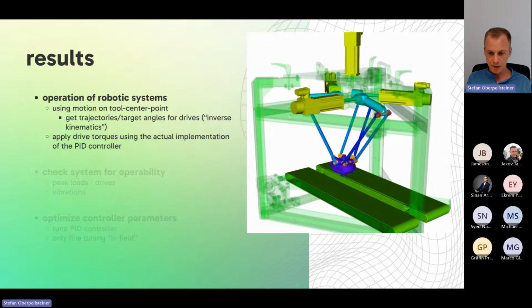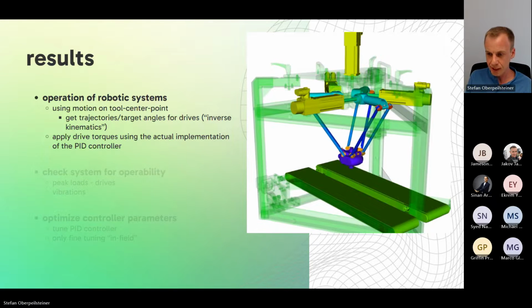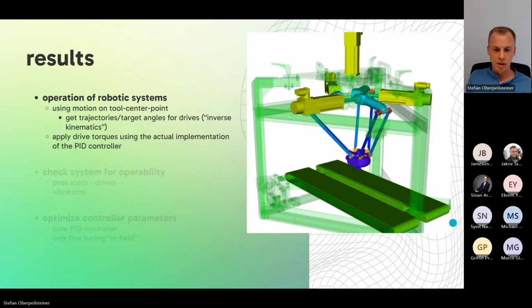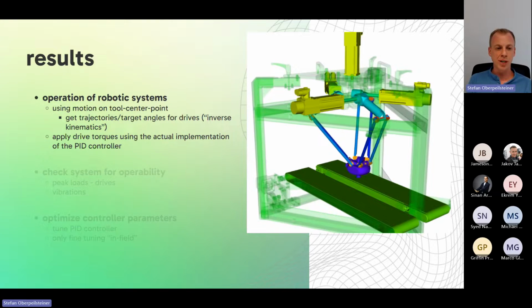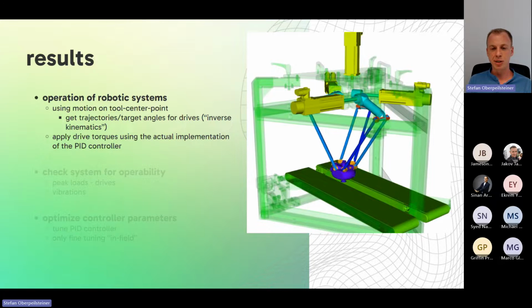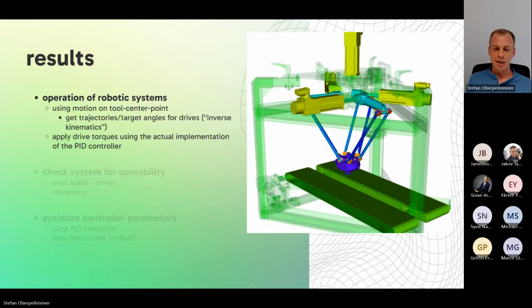So, all right, what are the results of this approach? What you see here is first the operation of the robotic system. In this picture, you see a bit more, so also the overall surrounding and the tool that was mounted onto the tool center point. It was a picking operation from one belt to another belt.